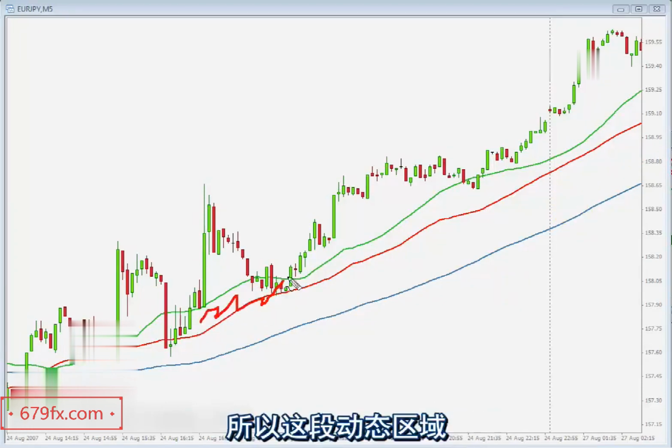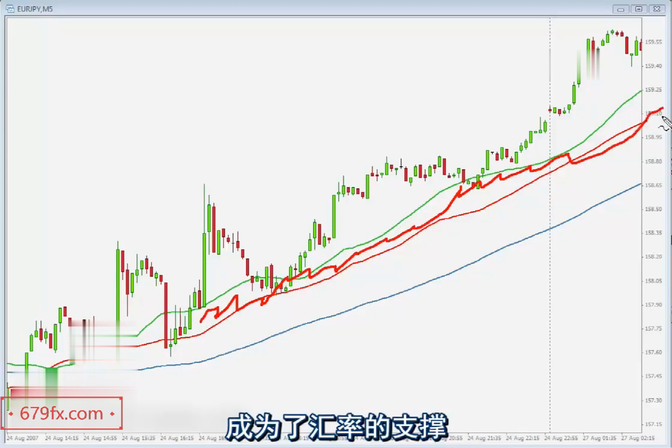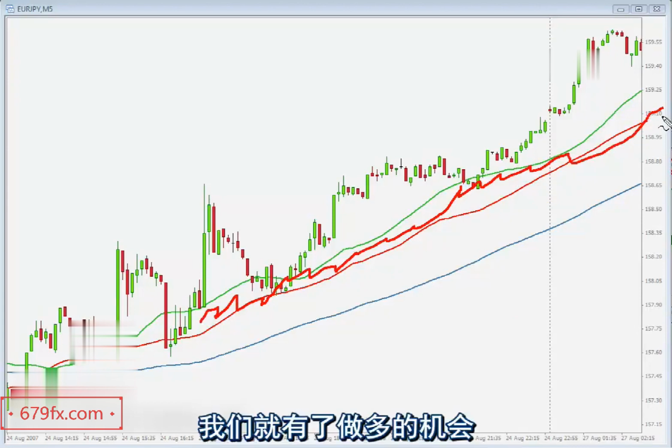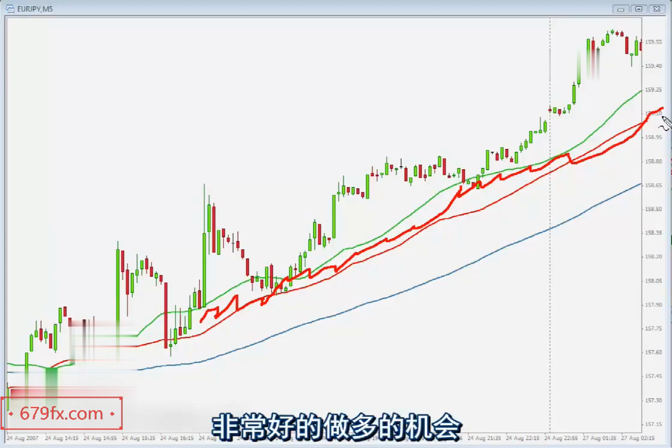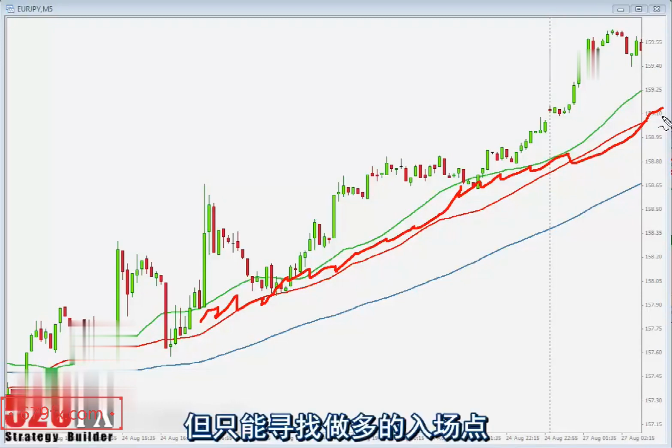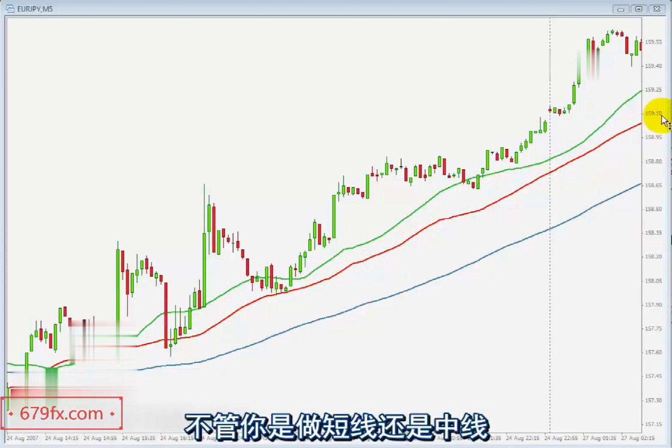So basically what we see is the dynamic area holding price above, and as long as it does so in this uptrend, we have long opportunities. Long setups are high probability trades, and therefore we want to be searching only for long entries. It doesn't matter, like I say, whether you are a scalper.